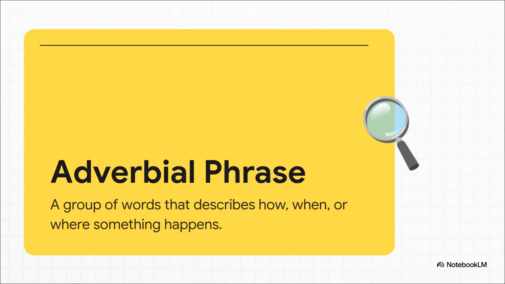And next up, we've got the adverbial phrase. This one is all about the action. It answers the big questions. How did she do it? When did it happen? Where? This is how we start to build a real atmosphere. It's not just what happens anymore, it's how it all goes down.